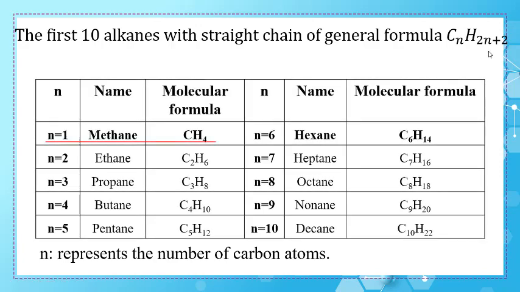For the first one, we replace n by 1. When replacing n in the general formula by 1, we get methane with the molecular formula CH4. For the second one, we replace the number of carbons n by 2. In this case, we get ethane of molecular formula C2H6. If you look at the names of these alkanes, you can notice that all of these names end in ane: methane for the first alkane, ethane, propane, butane, pentane, and so on. The prefixes represent the number of carbon atoms in the molecule.